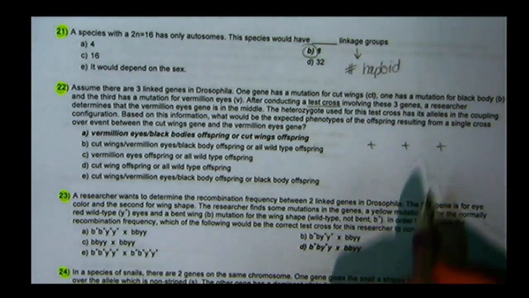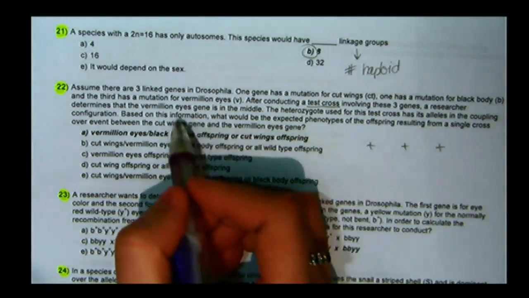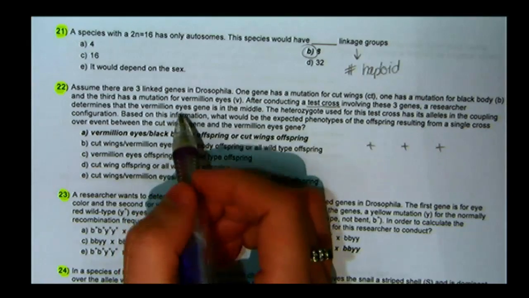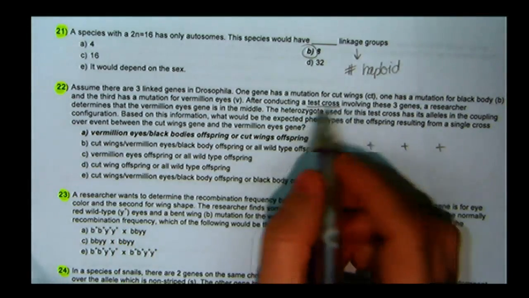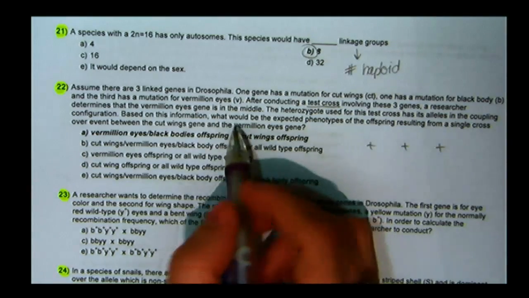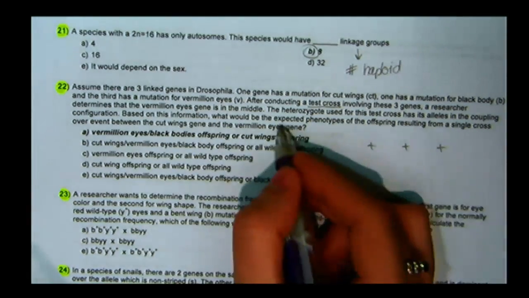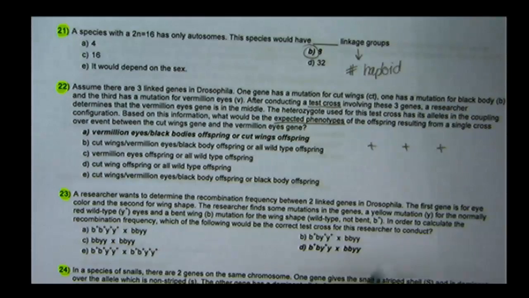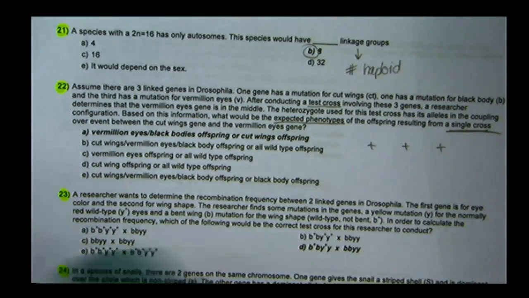The expected phenotypes of the offspring resulting from a single crossover between cut wings and the eye color. So you did determine that the eye color, which is the V here, will be in the middle. And we'll say C, the cut wings is here, black body B is here, just for reference.